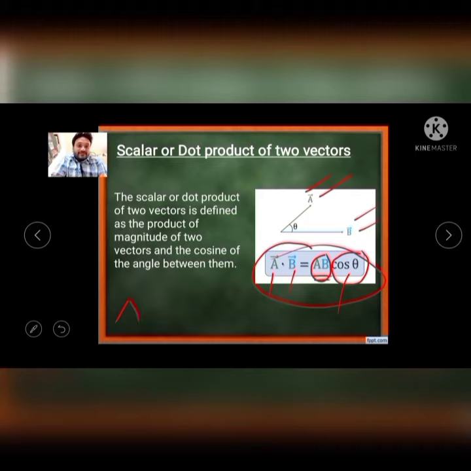So if you want to calculate the scalar or dot product between any two given vectors, it will be written as vector A dot vector B, which will be equal to the magnitude of both vector A and vector B multiplied by the cosine of the angle between these two vectors. So this we will call the scalar or dot product of two given vectors.